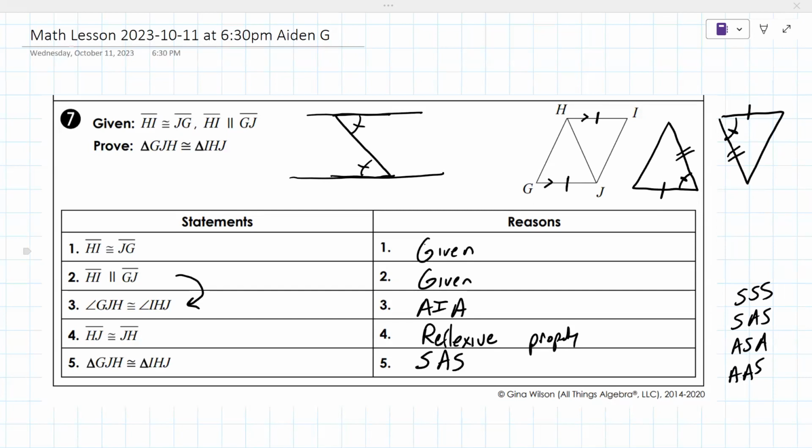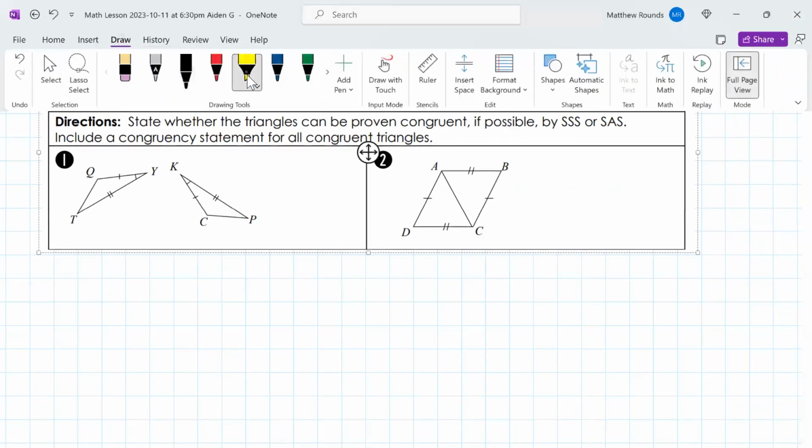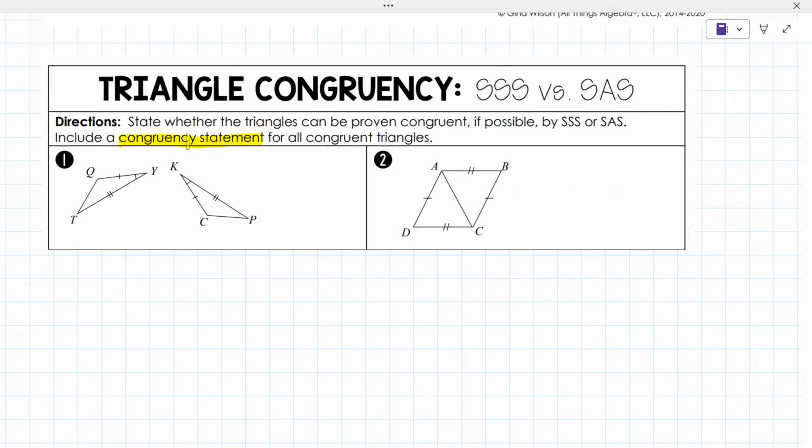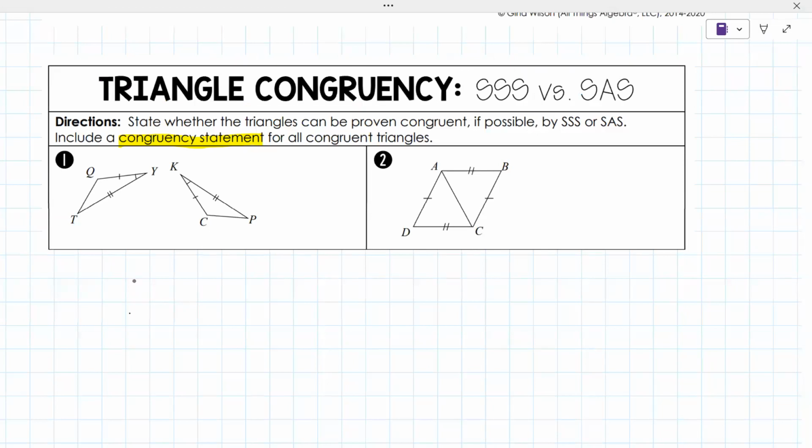Okay. Any questions on that before I proceed? No. All right. So the next problem here is more like what we did yesterday, or two days ago. We showed triangles were congruent, and you have to say whether it's SSS or SAS here. But the more important thing for me is going to be this congruency statement stuff. Do you know what I mean by that? Yeah. Okay.